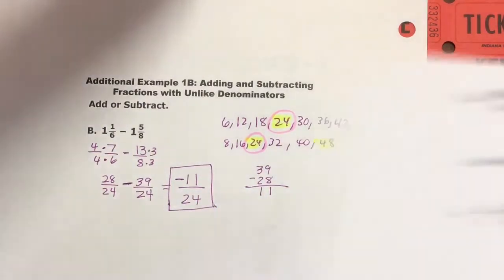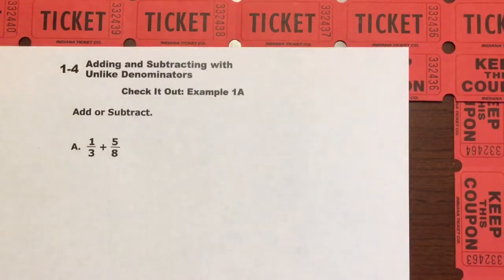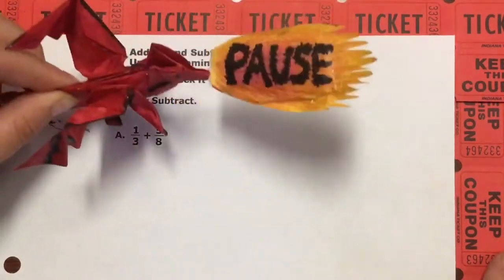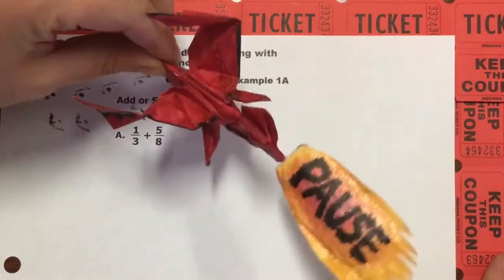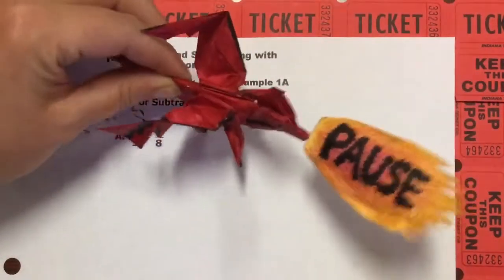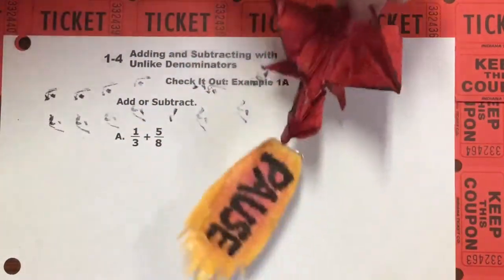All right, now it is your turn. So it's time to bring out our friend, the pause dragon, to remind you that you need to pause. Go ahead and do these two little problems. Check it out, example 1A and 1B. And then when you're done, go ahead and click play and we will go over the answers. All right, see you in a bit.